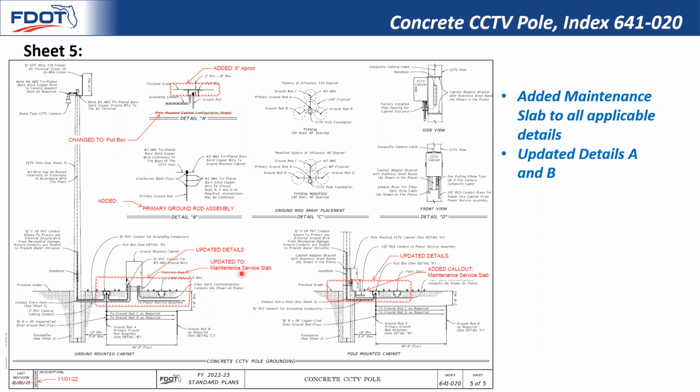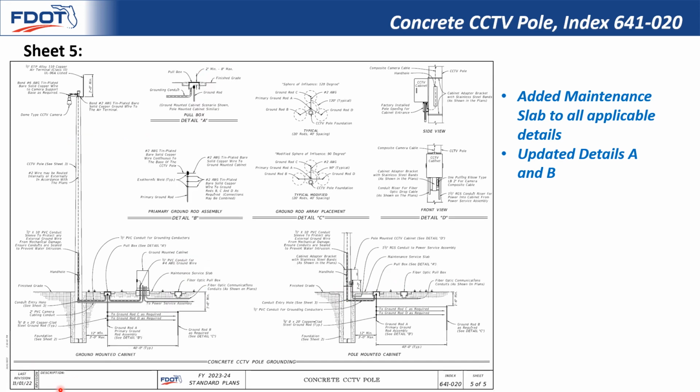We added the 6-inch apron and changed the title to pull box in detail A. And we added the title primary ground rod assembly to detail B. Okay, so here is the updated sheet 5 with all the updates I just went over to the various details.